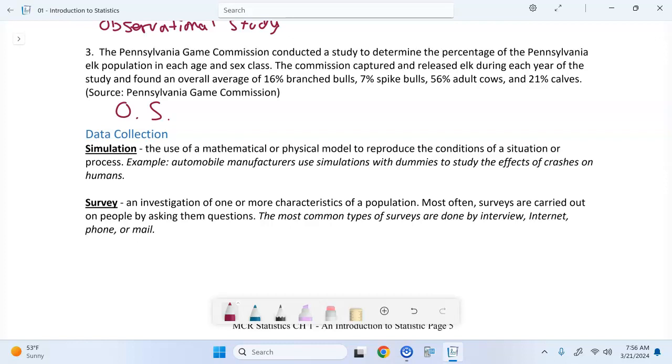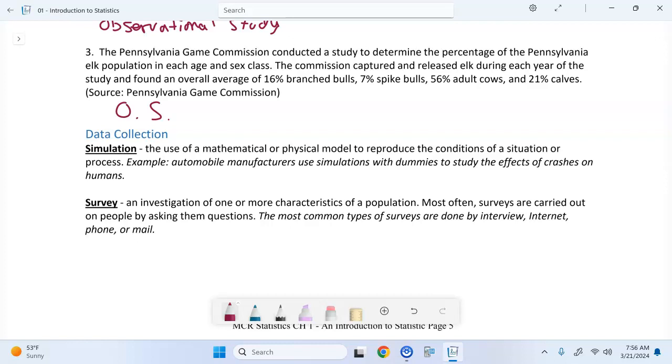Automobile manufacturers use simulations with dummies to study the effect of crashes on humans. Have you ever seen those commercials where they ram it into a wall at the end? Yes. So they're testing their safety features. That is a simulation. They are simulating car crashes to determine how well their safety equipment works, how good their airbags are, how good their crumple tech is.